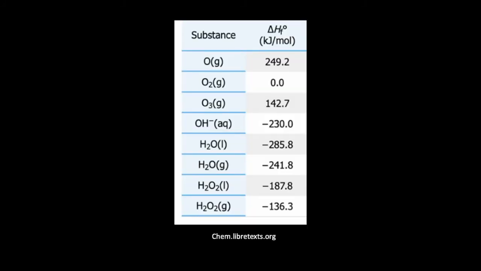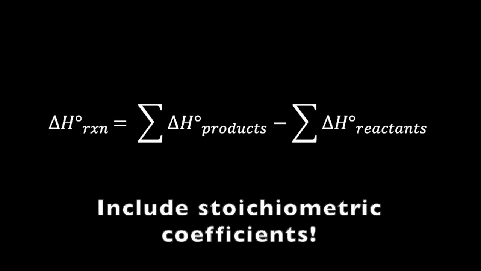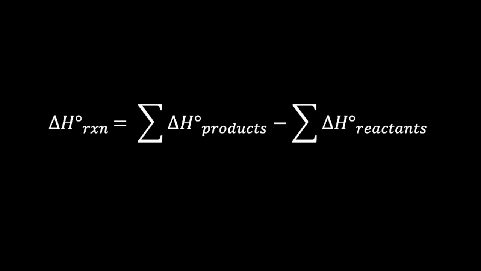The first thing we'll do is make sure the equation's balanced. Then we're going to go to a table and look up the enthalpies of formation of the products and the reactants. We're going to use this equation. We're going to subtract the sum of the standard heats of formation for the reactants from the sum of the standard heats of formation of the products. And we have to remember to include the stoichiometric coefficients in our calculations.